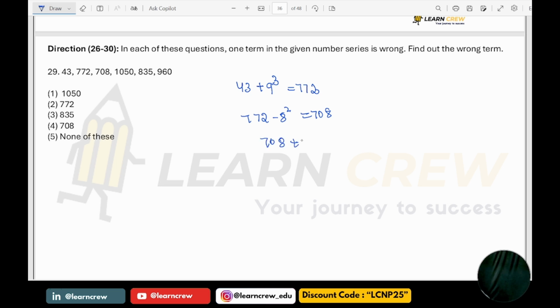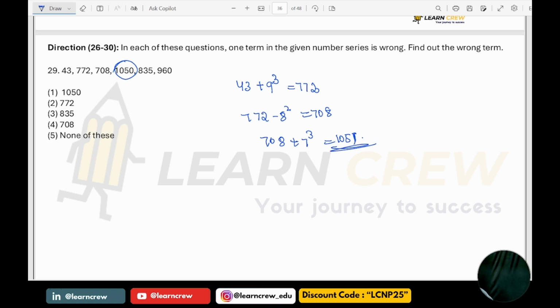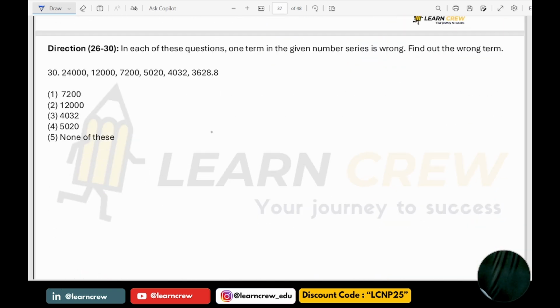708 plus 7 cube is 1053. 1051. 1050 is the round. 9 cube, 8 square, so minus plus, the number is decreasing, okay? So 1051 has to be there. That is the round term.